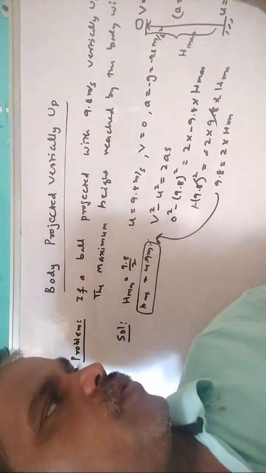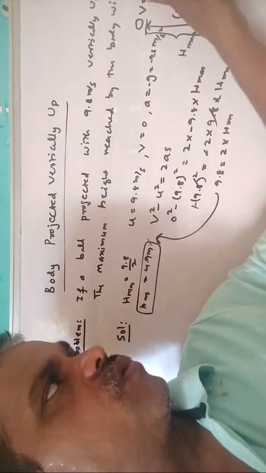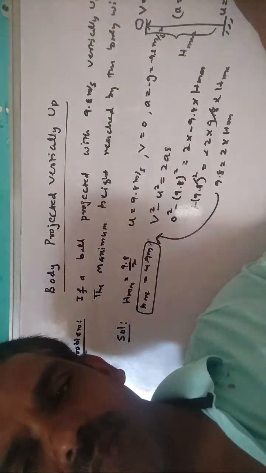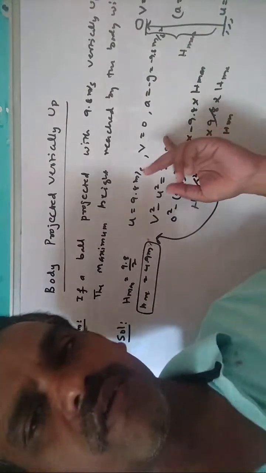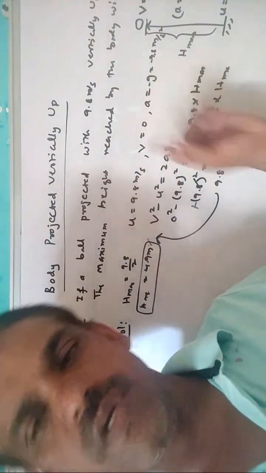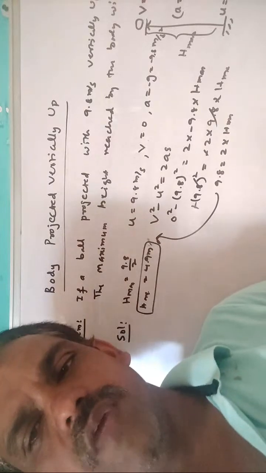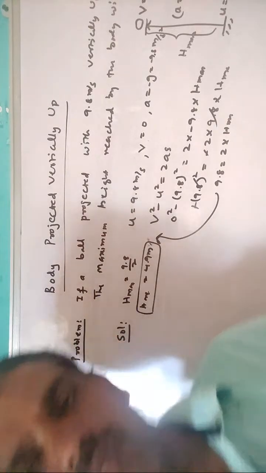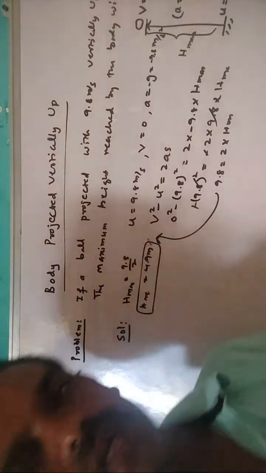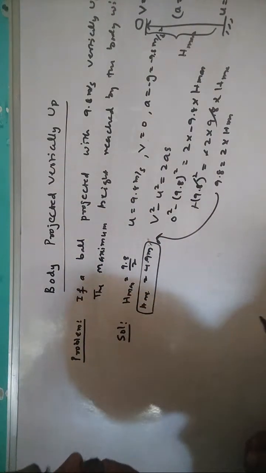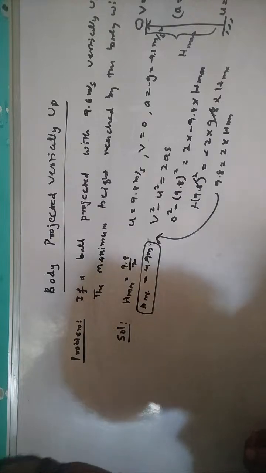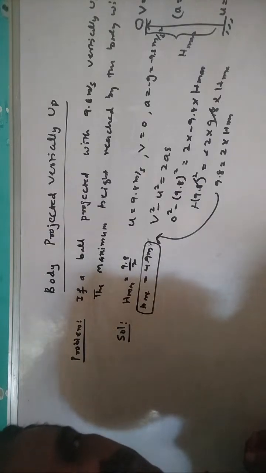What is important in the question here is the information we have: u equal to 9.8 meter per second, v equal to 0, a equal to minus g. Just substitute in v square minus u square equal to 2as. This is the kinematic equation we have, the third equation that we discussed. So this is one more question I gave to you. Just copy it. Okay, next.